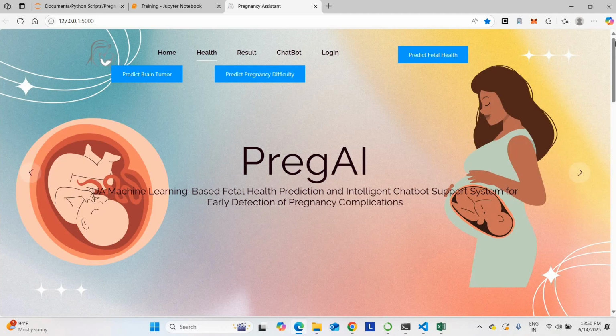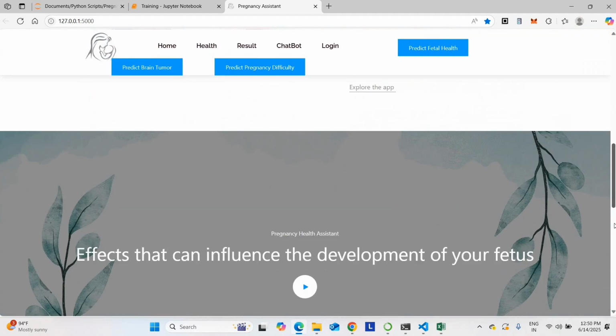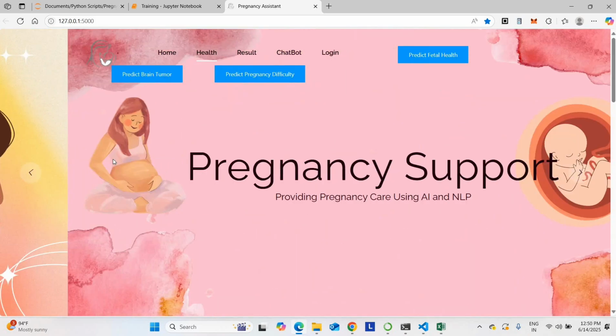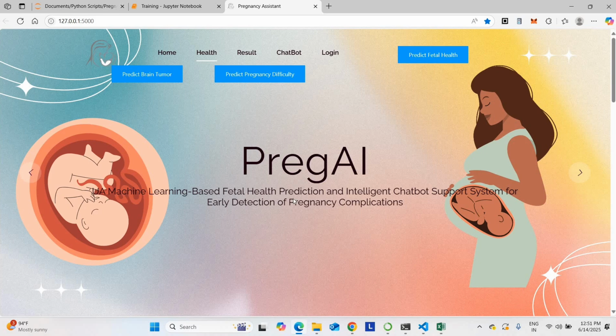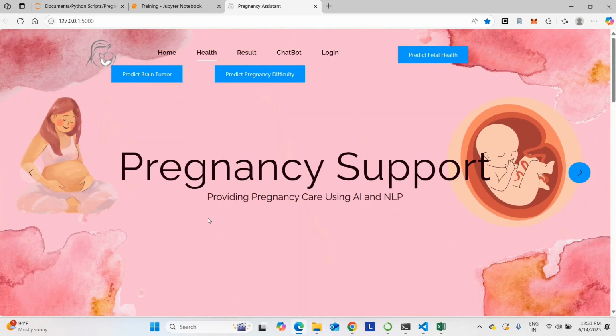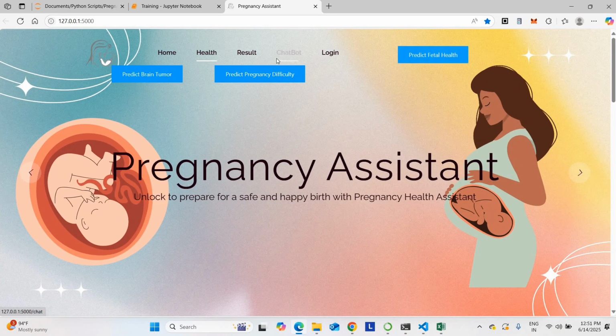So it will open the website. This is our home page of the project. You can see Pregnancy AI providing machine learning based fetal health prediction and intelligent chatbot support for the early detection of pregnancy complications. Then you can find providing pregnancy care using AI and NLP. There are various options here: predict fetal health, chatbot, predict the fetal brain tumor, as well as predict pregnancy difficulty. You can check everything here.